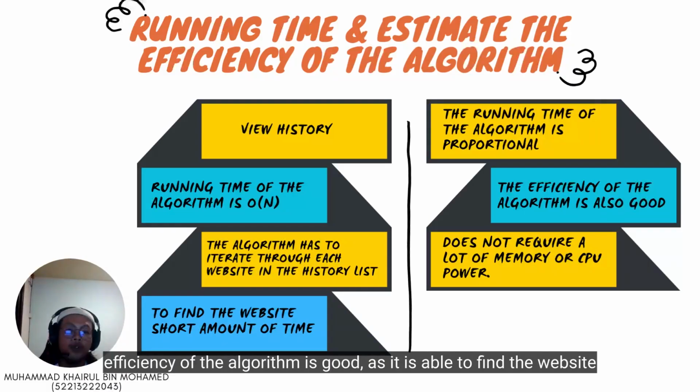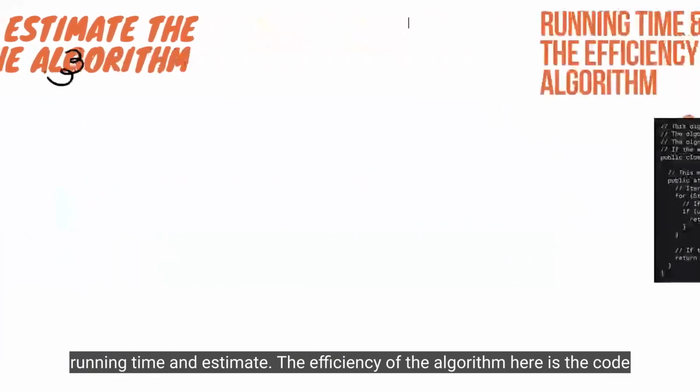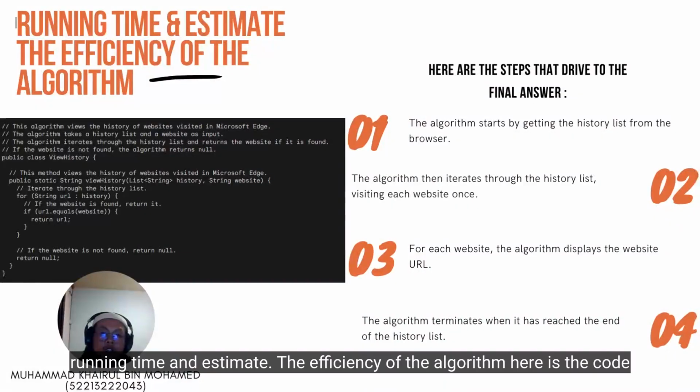The efficiency of the algorithm is good as it is able to find the website that the user is looking for in a relatively short amount of time. The running time of the algorithm is linear, which is a linear time complexity. This means that the running time of the algorithm is proportional to the number of websites in the history list. The efficiency of the algorithm is also good because it does not require a lot of memory or CPU power.